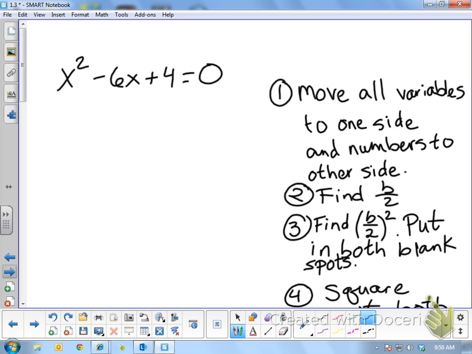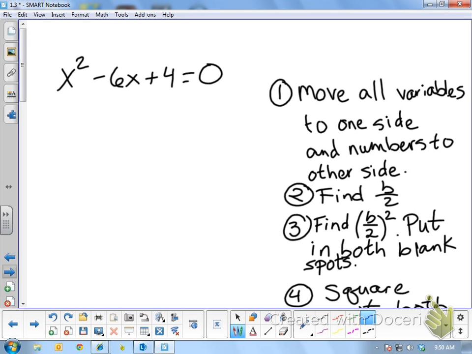Our first step is to move all the variables to one side and numbers to the other side. Our second step is to do that completing the square process we just found, so find b divided by 2. Then 3, find b over 2 squared. We're going to end up with 2 blank spots instead of 1 because we have an equation, and you'll see that in just a minute. I want you to have the steps written down, though, before we start the process. There's actually 6 steps, so we're going to start part of the process and then finish writing down the steps in a minute.